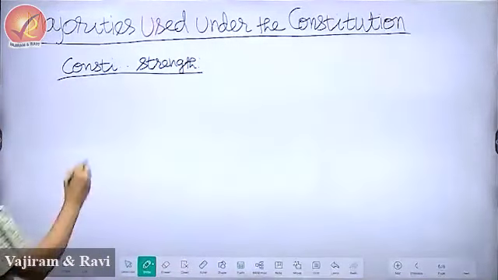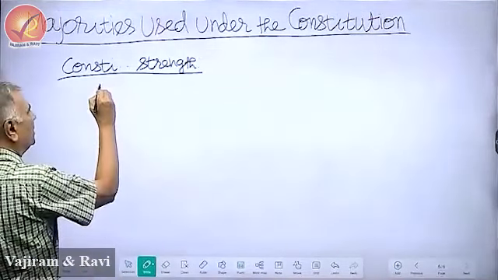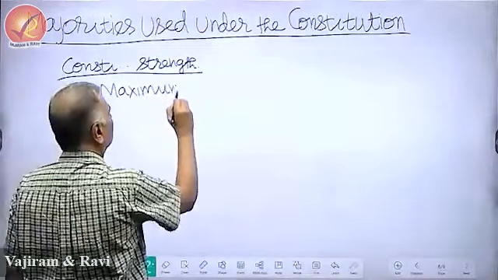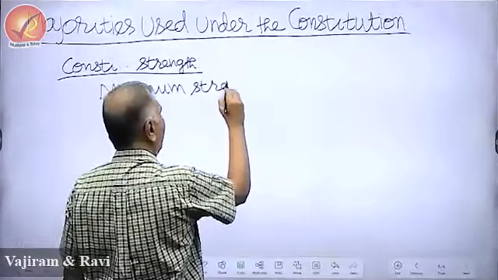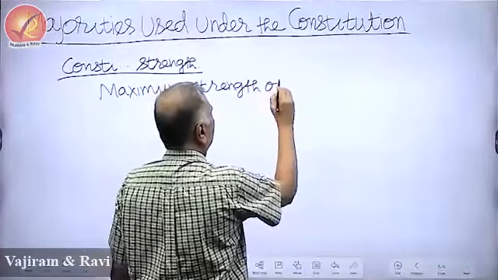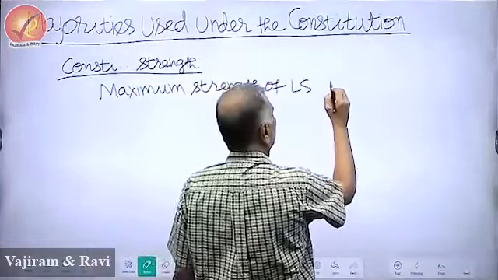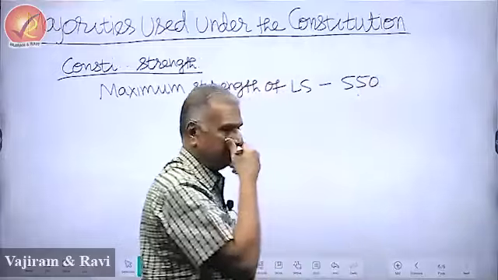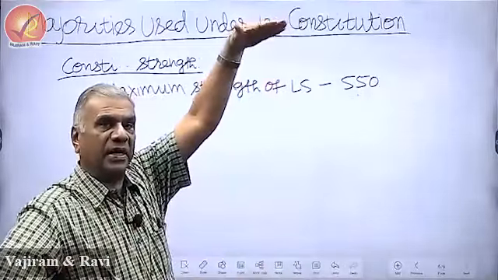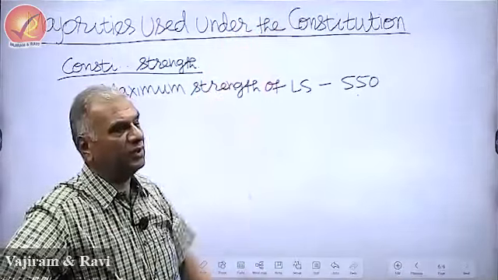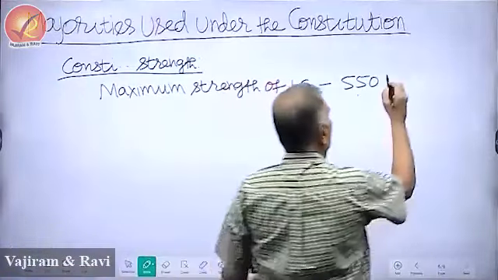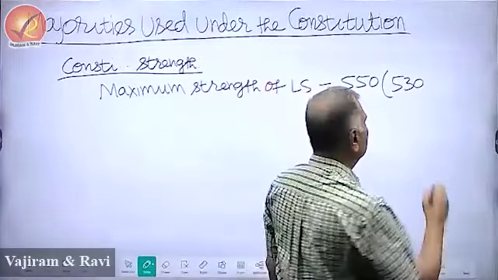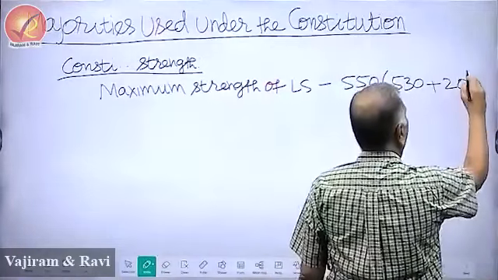So the Constitution says the maximum strength of the Lok Sabha is not more than 550. So the Constitution prescribes a maximum limit to the strength of the Lok Sabha as 550: 530 seats from the states and 20 seats from the union territories.